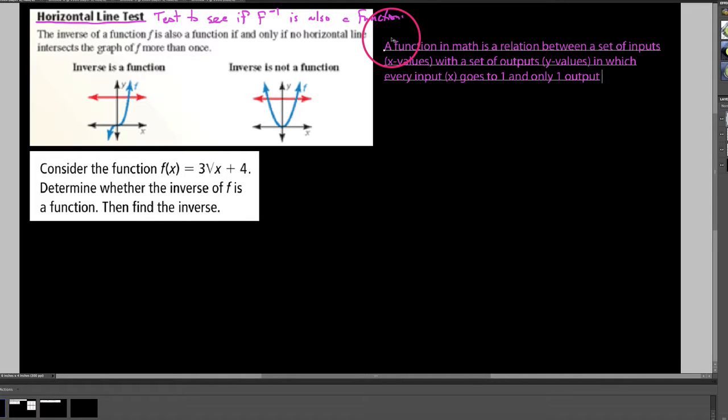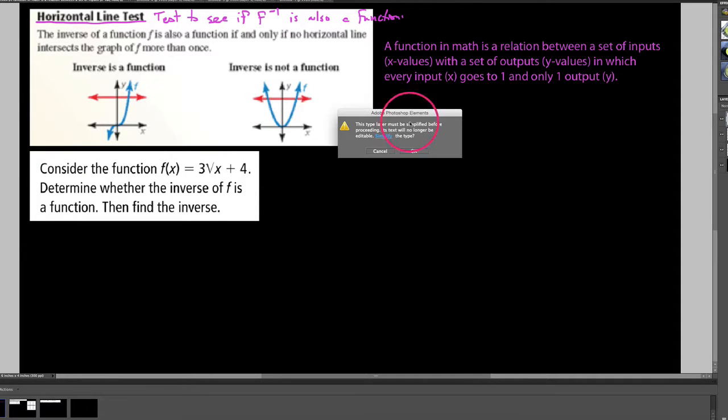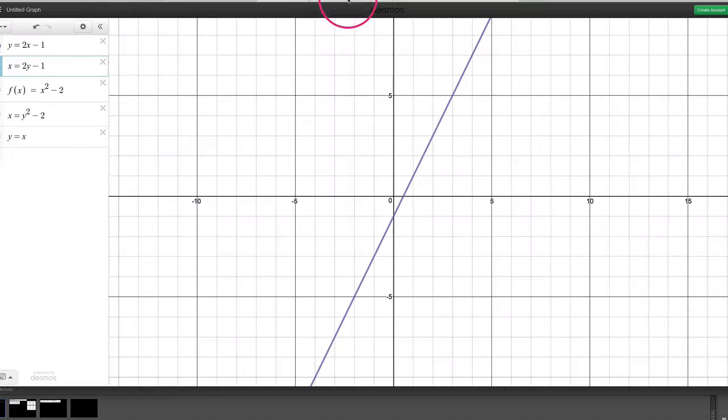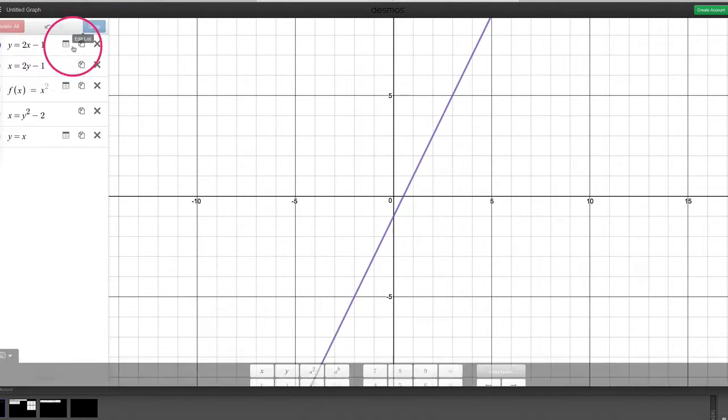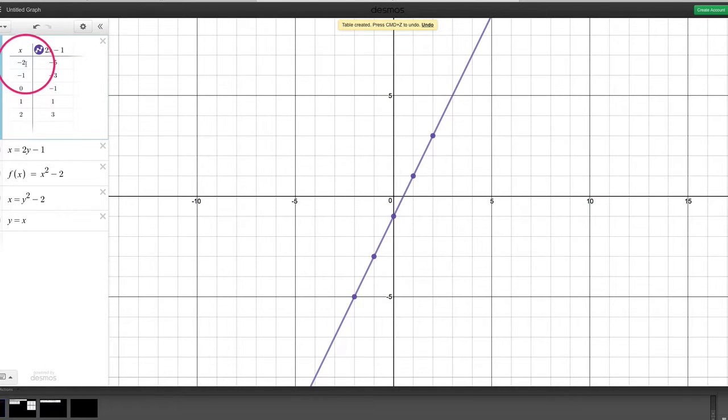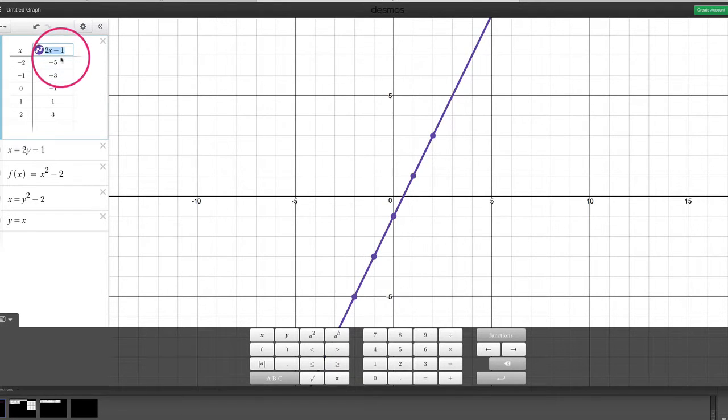Okay, and so basically what we're saying here is that if you are a function, then every x value that we plug into you, you're only going to get one y value out of you. What would that look like in terms of a graph that is a function? Well, I graphed y equals 2x minus 1. If I were to make a table of this, you would see that every x value that I plug in is only ever going to go to one y value, because every time I plug in a new x value, we're going to double it and then take away 1. The rule is 2 times the x value minus 1.